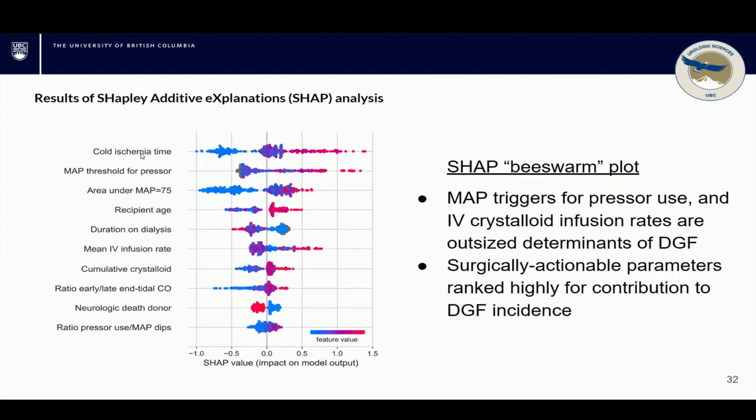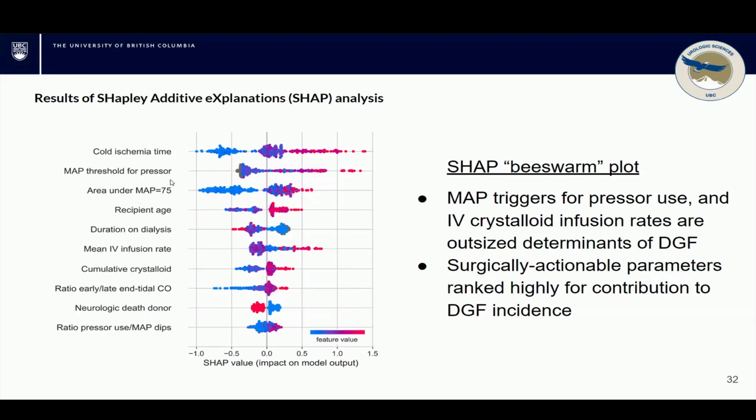Now, at the top of this plot is cold ischemia time. It's listed as what the model thinks is the most important factor in DGF incidence. So low cold ischemia time in blue is associated with better graft outcome. And that's fairly well understood. So we feel that it shows that the model has good face validity. When you look down the list, however, an interesting result we got in this run of analysis was that one of the most important variables for predicting DGF was MAP threshold for pressor.